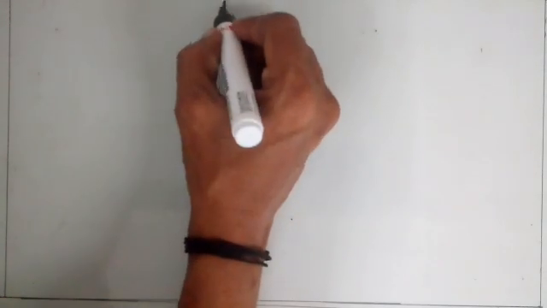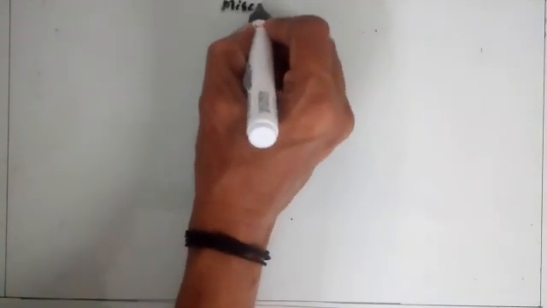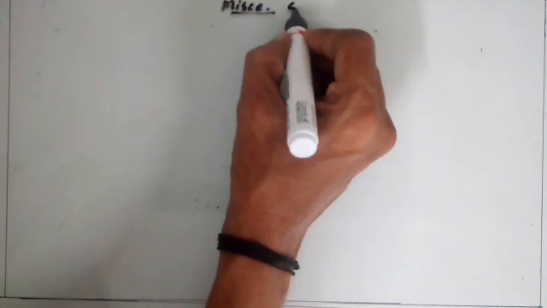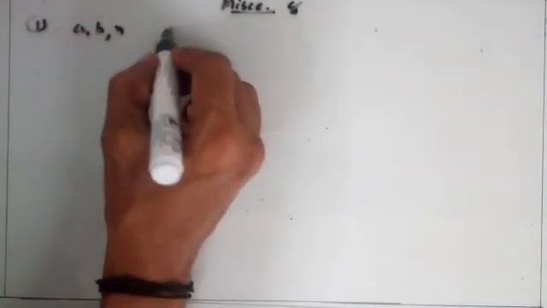Student, last time we completed exercise 8.2. Now here we solve some questions of the miscellaneous exercise. First question: given, find a, b and n in the expansion of (a + b) raised to n.